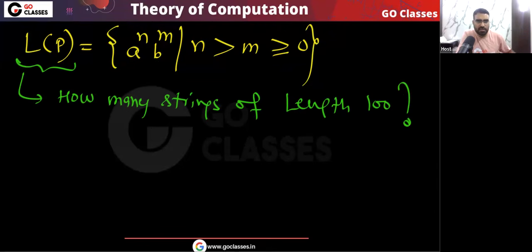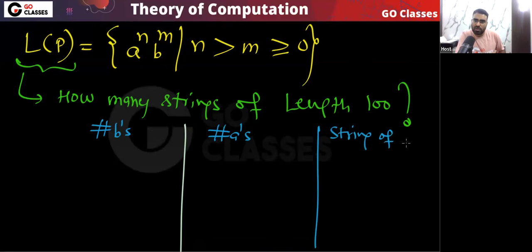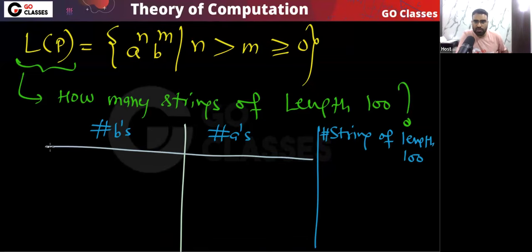Okay, let me make a chart here. On one side I am writing the number of b's. How many b's are there? Then tell me how many a's will be there, and how many such strings of length 100 will be there? Our focus will be on the number of strings of length 100, remember. Your focus must be on 100 length strings.